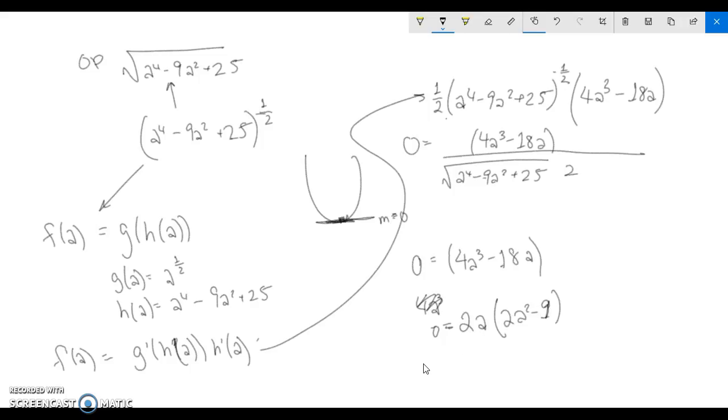Okay, so a can equal 0, or 2a squared minus 9 equals 0. a squared equals 9 over 2. a equals plus or minus 3 root 2 over 2. This is our answer. This is what a can equal. And that concludes number 7.